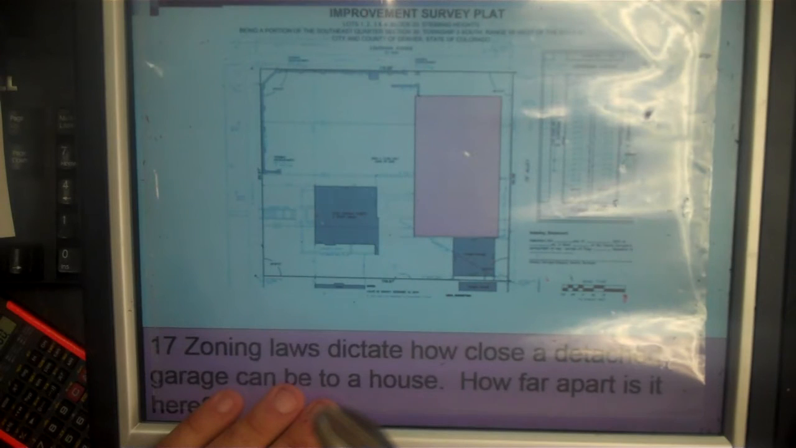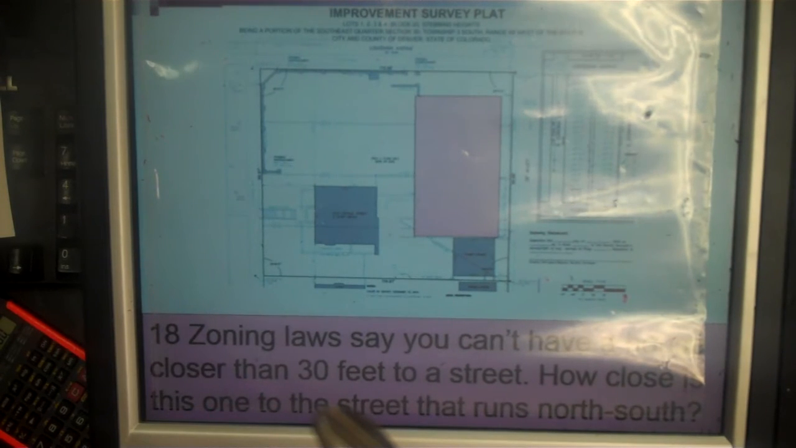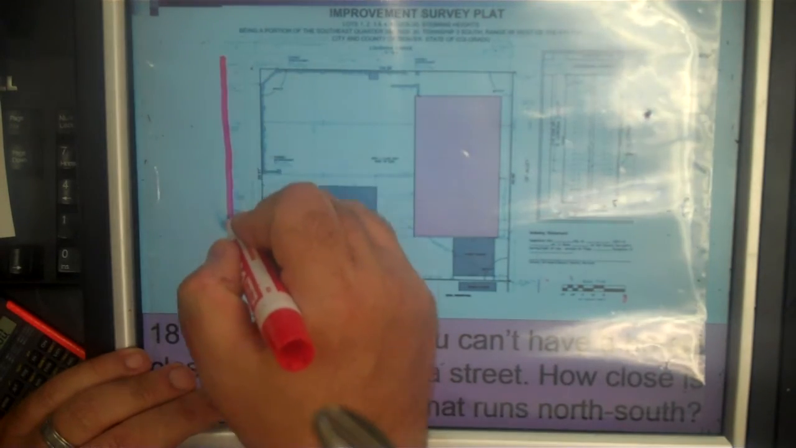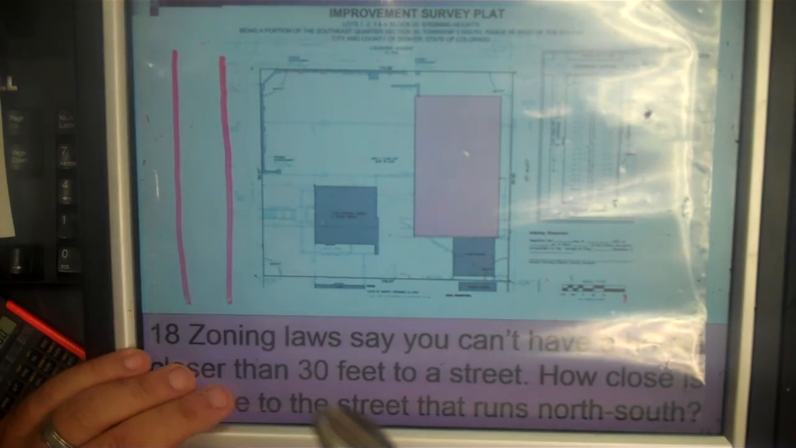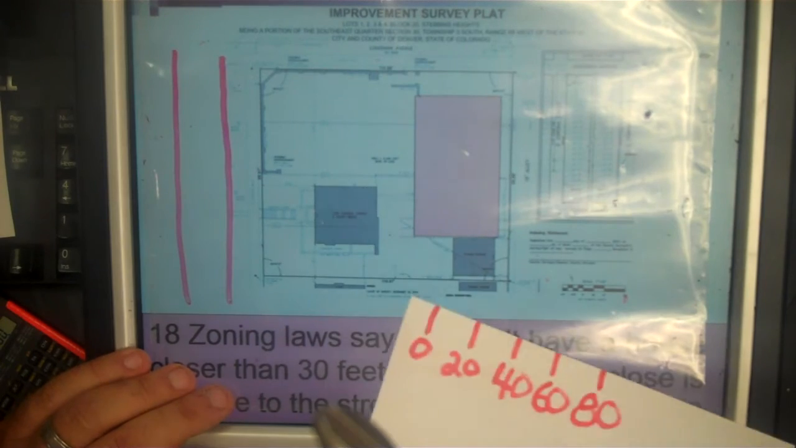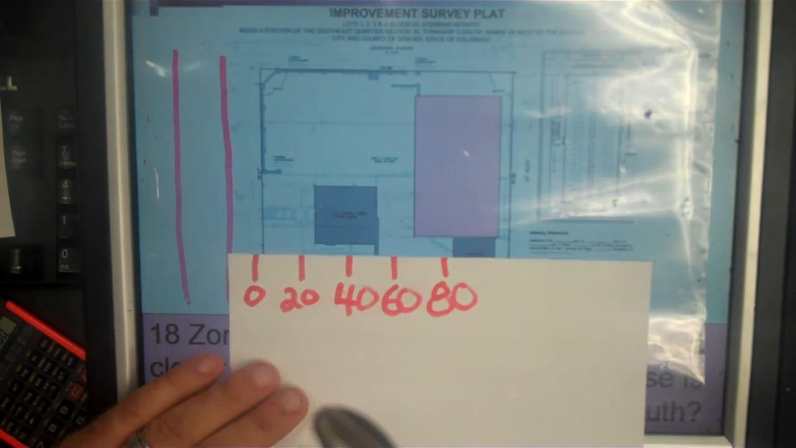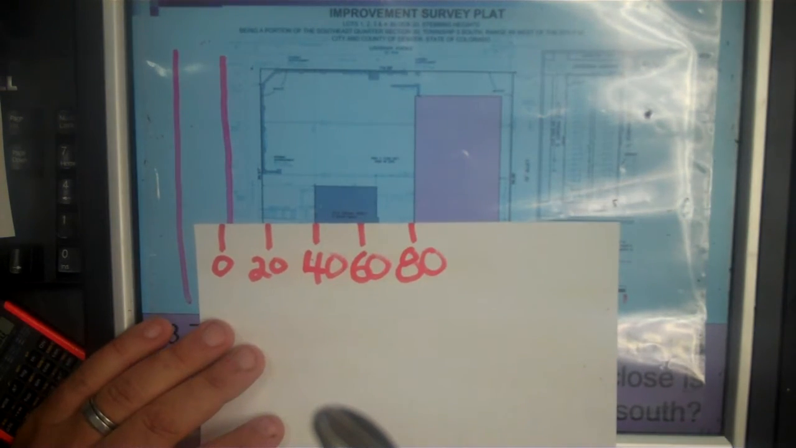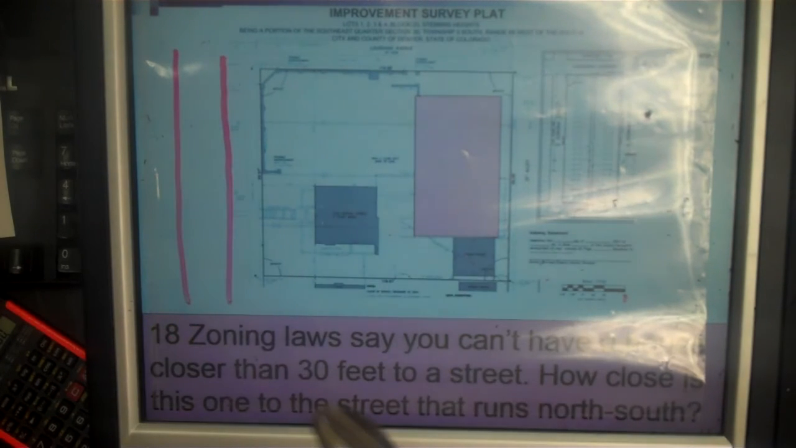Number 18. The zoning laws say you can't have a house closer than 30 feet to a street. How close is this one to the street that runs north and south? Right here is the street that runs north and south. Lay this down, and it looks like it's 40 feet. 40 feet for number 18.